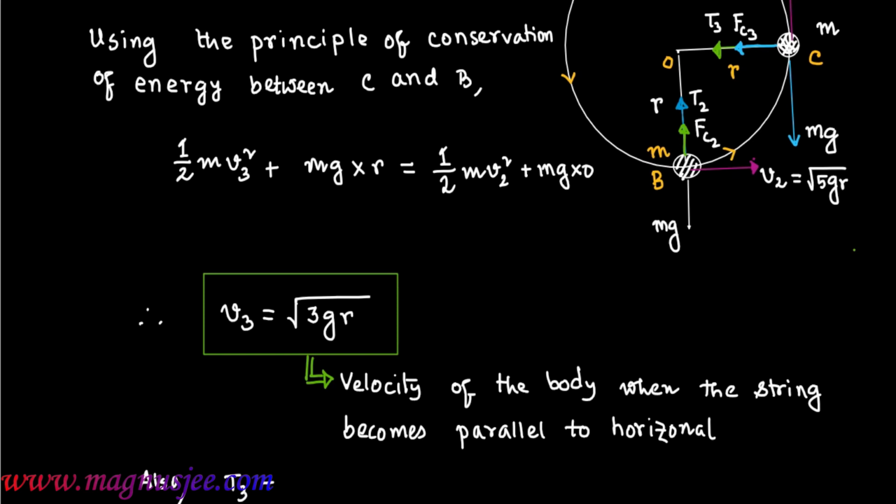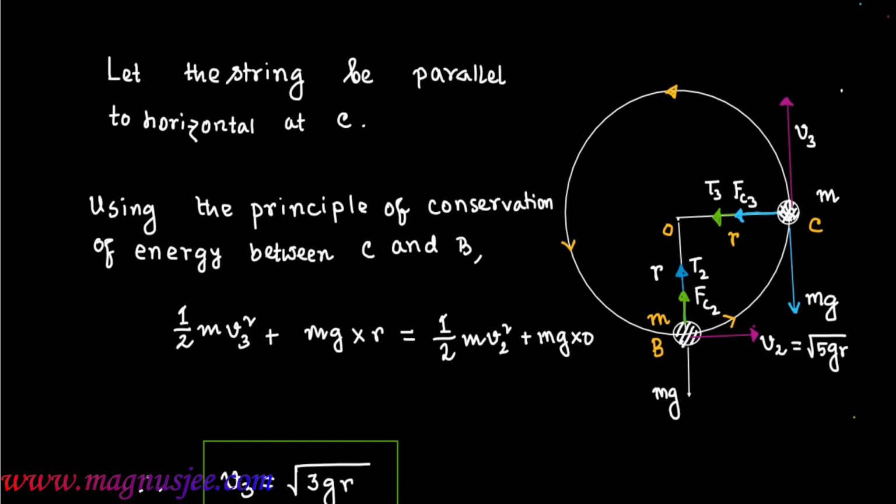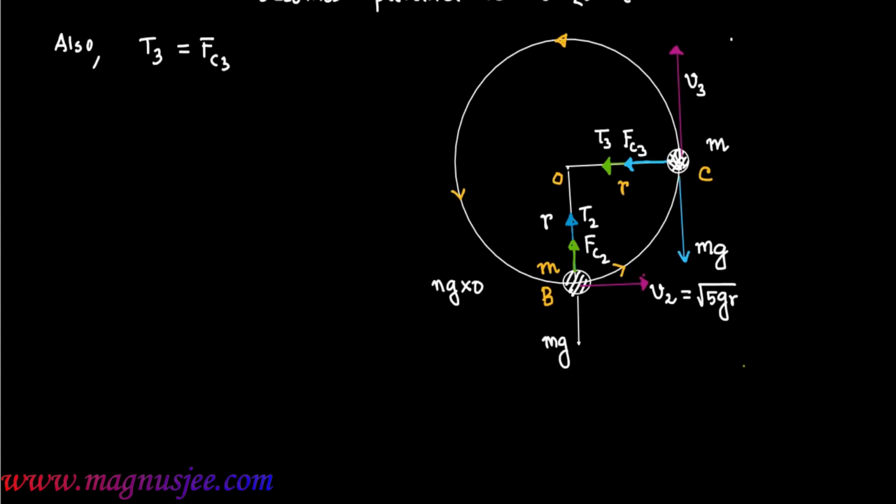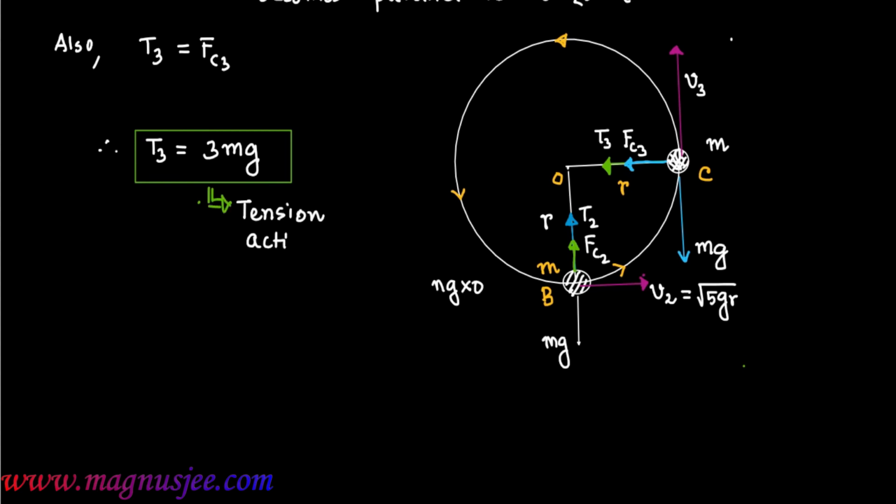Also, the tension T3 is only equal to Fc3. Therefore, T3 equals 3 mg, putting the expression of v3. T3 equals 3 mg, which is the tension acting in the string, which comes parallel to the horizontal direction.